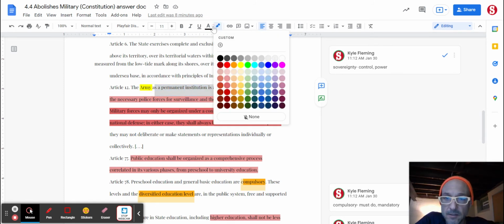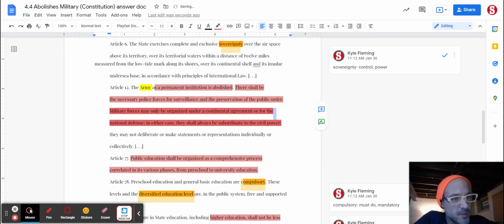I think that's worthwhile. When I went through it the first time, I didn't really think about it. See how it's nice when you go through things twice? Sometimes you can get a better understanding of it. The Army as a permanent institution is abolished, gone, kaputski, no more, not always.